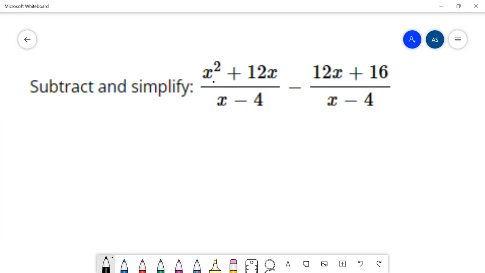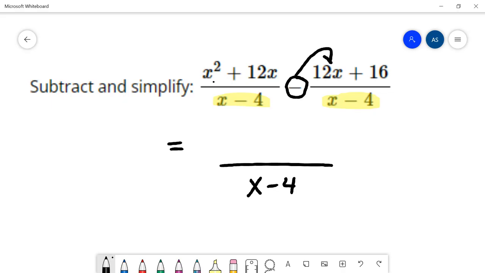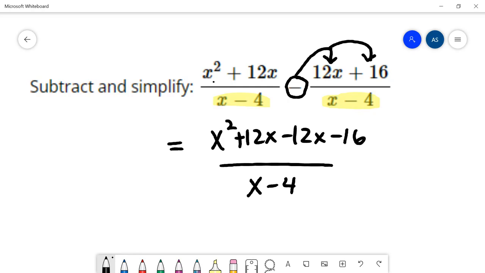So we are subtracting fractions, and we know when we subtract fractions, we have to have a common denominator. Looking at these two denominators, we have a common denominator, so we are going to be able to combine these fractions into a single fraction. The only thing I need to be careful of is I need this minus sign to apply to all the terms in that second fraction. So we'll write this as x squared plus 12x minus 12x minus 16.